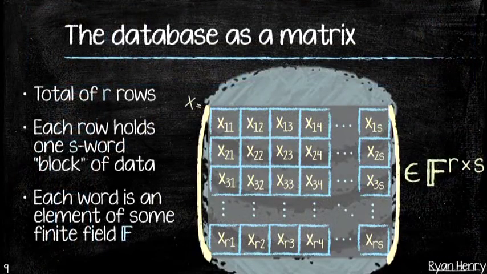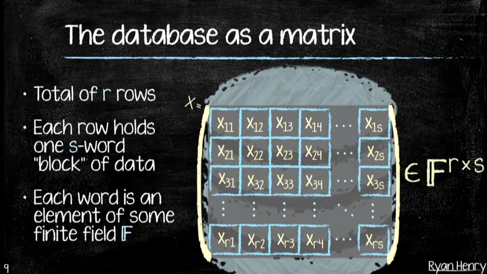Okay, so let's start with a little bit of formal model. How are we actually going to set this up? We're going to think of our database as a matrix. This is an R by S matrix over a finite field. If you're not familiar with finite fields, all you really need to know is that it's a mathematical object where you can do addition, you can do multiplication, and you can find inverses. If I give you A, you can find A inverse, so when you multiply them together, you get 1.